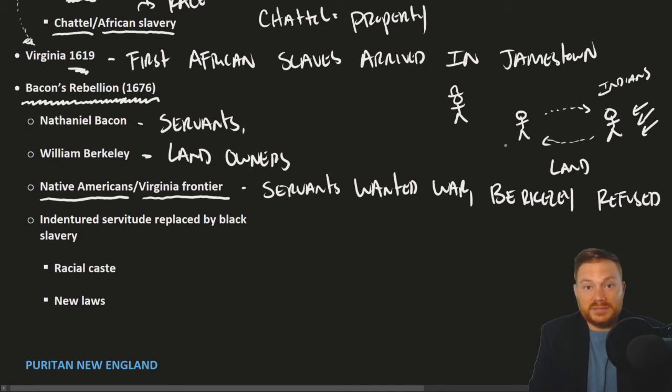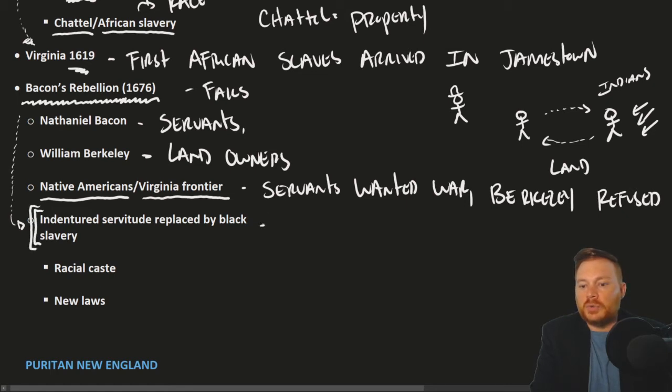Nathaniel Bacon himself dies. Berkeley is able to assume power again. Royal troops are sent to Jamestown, and authority is restored. Bacon's rebellion ultimately fails, right, for the servants. People who were a part of it end up getting executed. However, it had an impact in the English colonies of North America because it fostered or created a catalyst for a transition from servitude to slavery.